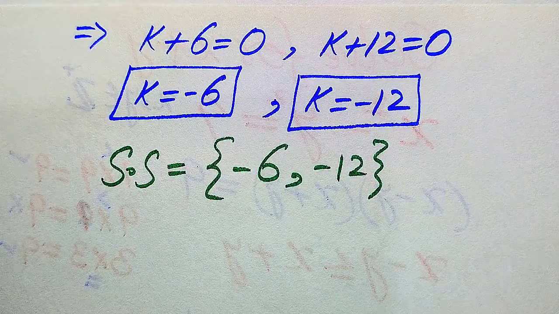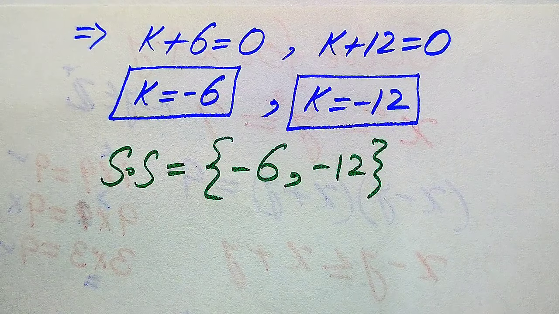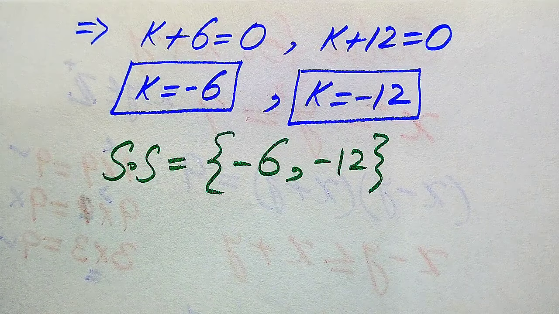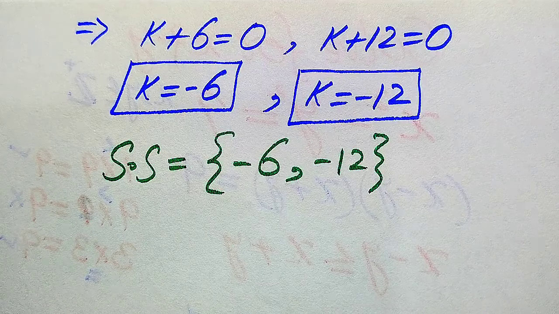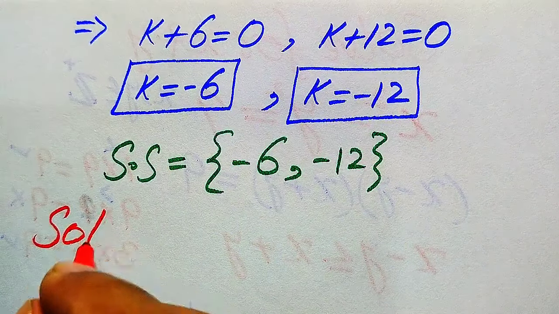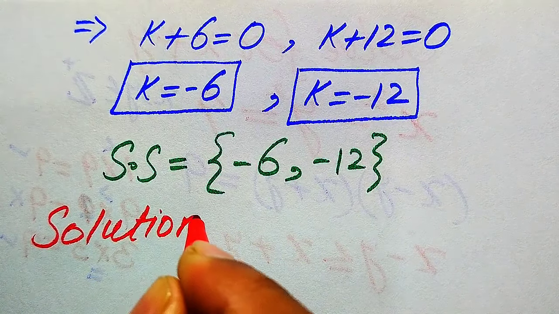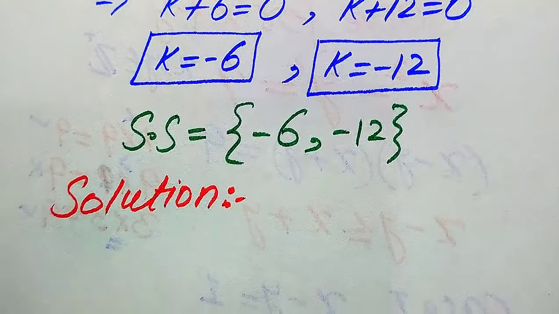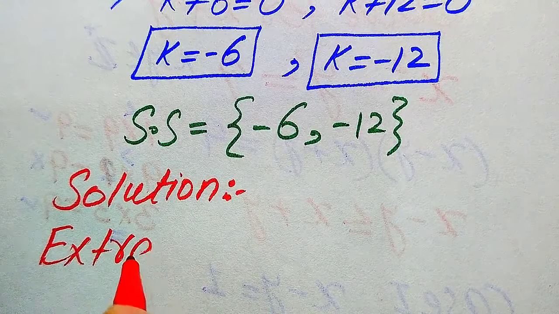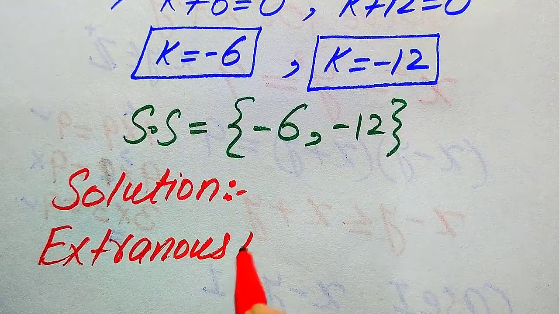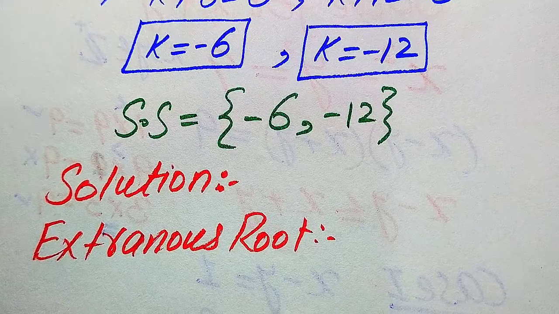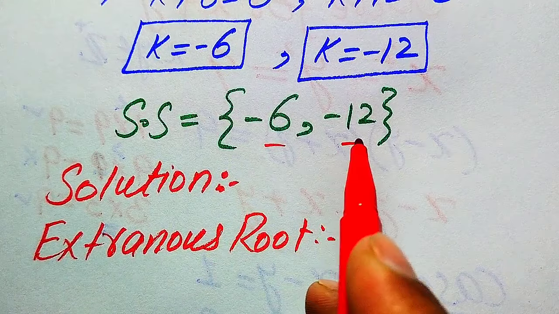So here I can give you the difference between a solution and an extraneous root. The roots which satisfy our given question statement are called the solution. A solution is a root which satisfies our given question statement, and the roots which do not satisfy our given question statement are called extraneous roots. But here unfortunately we cannot get any extraneous root; these are the two solutions.